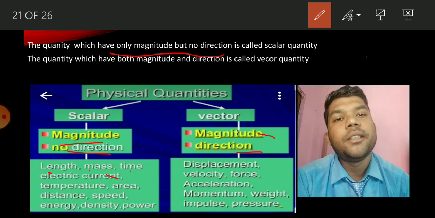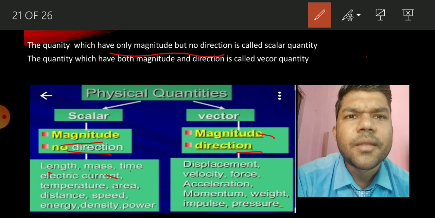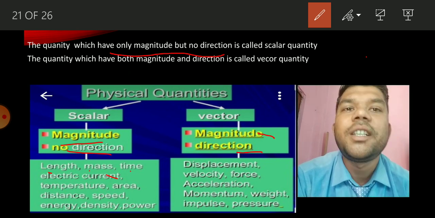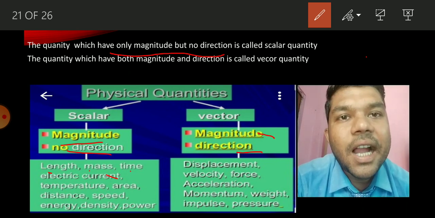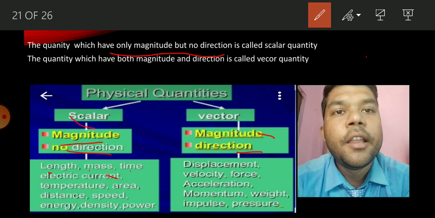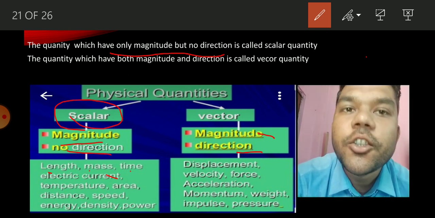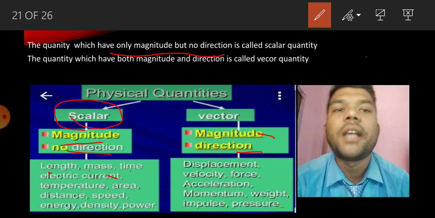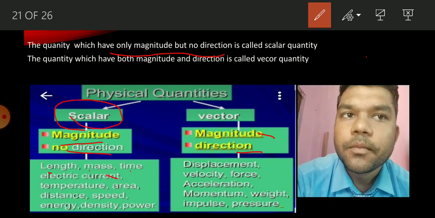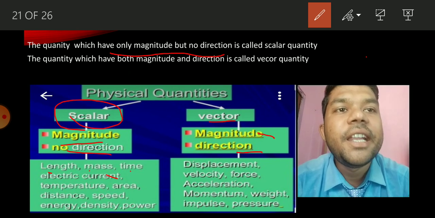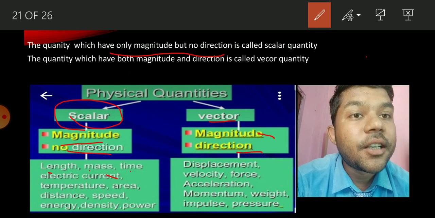If I measure the temperature, it might be 40 degrees Celsius or 35 degrees Celsius. It does not have any direction, it has only magnitude, only value. These kinds of quantity are called scalar quantity. That means the quantity which has only magnitude, like length 2 meter, mass 5 kg, time 20 seconds, 1 day, 1 year, only value. But a vector quantity has both magnitude as well as direction.